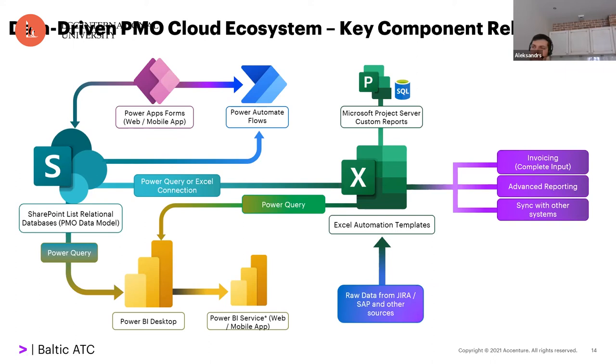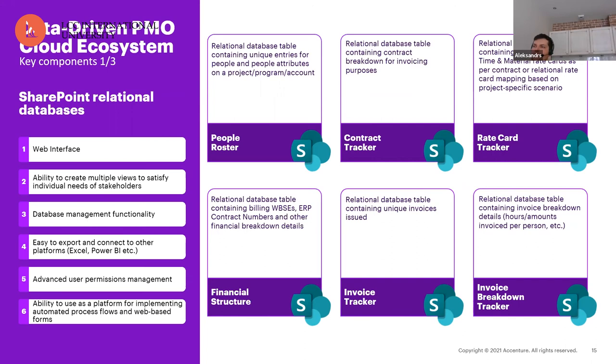Yes, so on this slide you can see some samples of what could be the real tables in an office work. For example, people roster, a table which contains people and people information. Then we have contract tracker containing contract information, rate card tracker, which contains time and material rate cards that would say if you are invoicing people to the client, you then use this rate card tracker as a reference database for storing data as per contract terms.